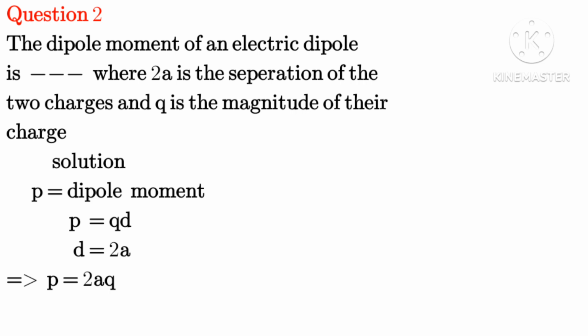But we're already given that the distance is 2a. The first distance is going to be a, the second distance is going to be a. So when you add the two distances together, you have the distance to be 2a. So our final dipole moment will be P equals 2aq, knowing fully well that the dipole moment is the charge q multiplied by what? By the distance. So that's the answer for the second question.